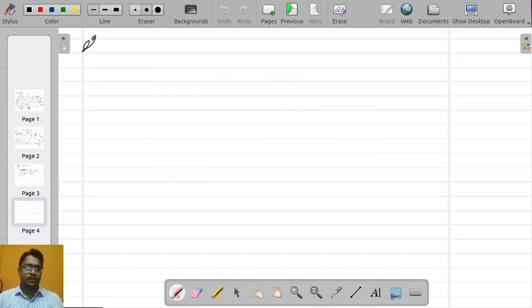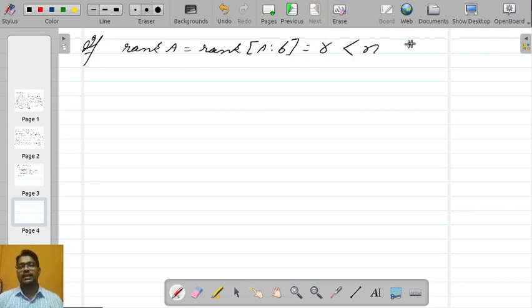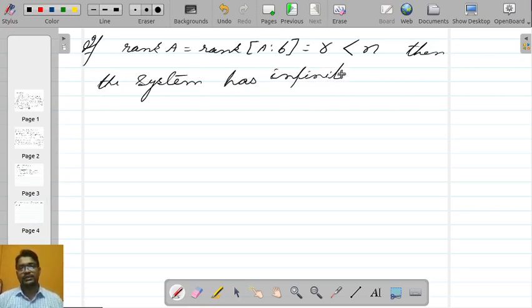Now if the rank of A equals the rank of the augmented matrix, equal to R, which is strictly less than n, then the system has infinitely many solutions. If the rank is strictly less than the number of unknowns, then the system has infinitely many solutions.